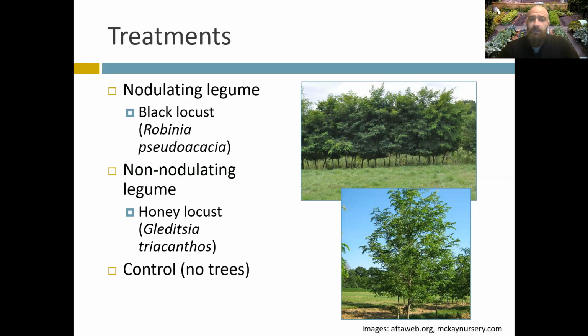We have a second treatment of a non-nodulating legume tree, and that is honey locust, which has a very similar growth habit, only it does not form nodules for rhizobia bacteria to fix nitrogen within the roots of the honey locust tree. And this is honey locust here at the bottom right. And then lastly, we have a control treatment with no trees. And for each of these treatments, we have 4 replicates in the field.